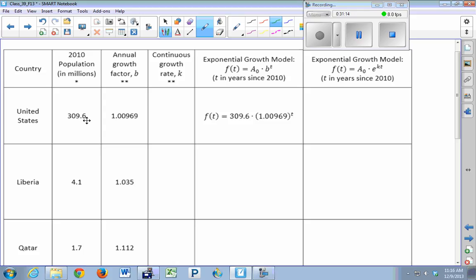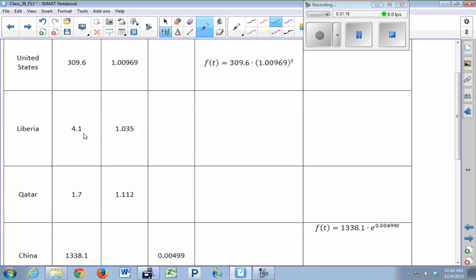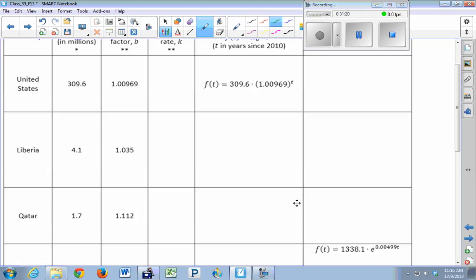So let's do a couple of these together. So notice if you were just comparing the first 3 countries here, the United States, Liberia, and Qatar, can you look at that third column and tell me which country has the largest annual growth rate? Qatar. And what is that annual growth rate?